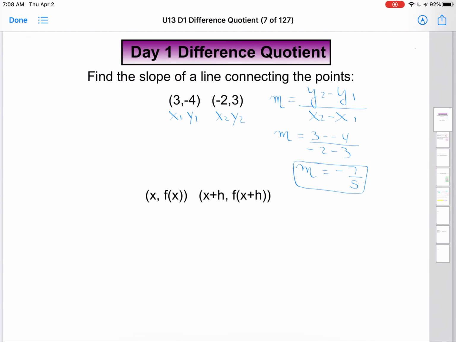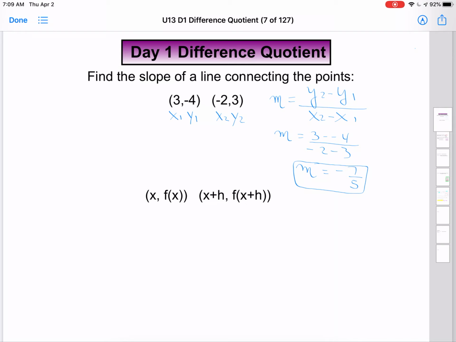Okay, guys, here we go. Unit 13, day 1. So this unit is called derivatives. It stinks I'm not there in person to be doing this with you, but we'll do the best we can through the iPad here. Okay, so day 1 is called the difference quotient.